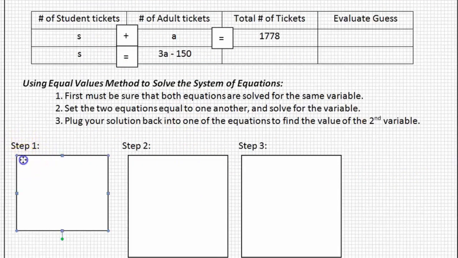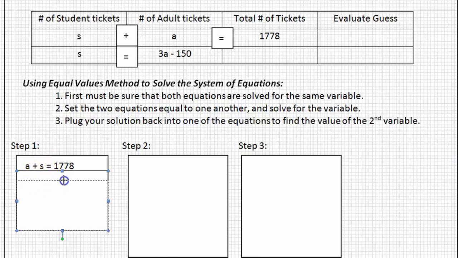So let's start here with step 1. I already mentioned that I have one equation here solved for s. So it would make sense that I would then take my other equation, s plus a equals 1,778, and solve for s. So that can be done pretty easily. Down here for step 1, I've already written that out, although I wrote it in a slightly different way. But that shouldn't really matter.